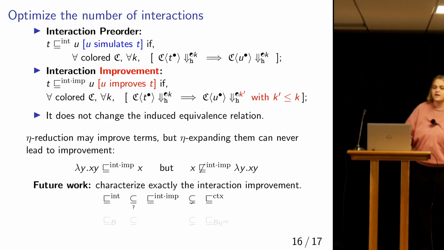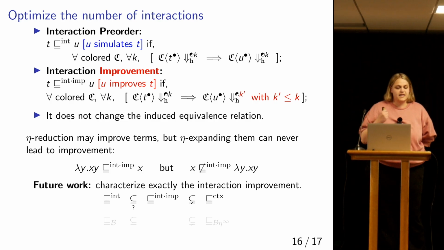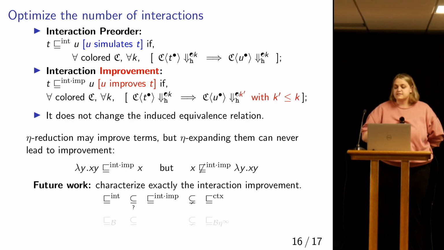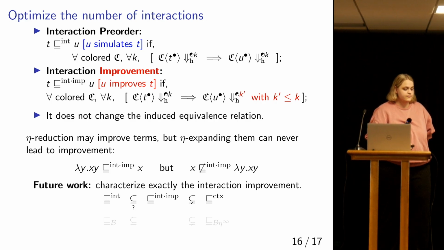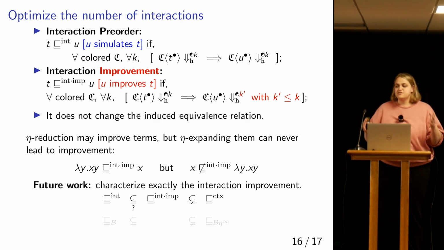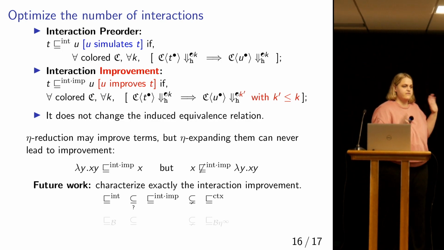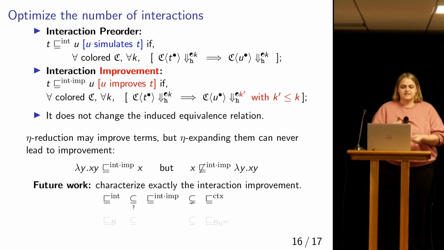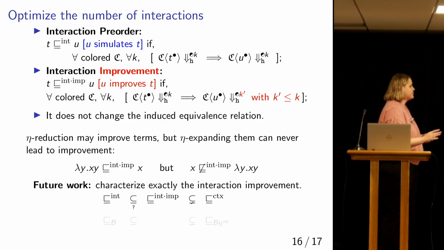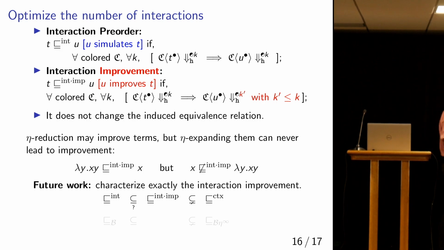We could have that T in the context C makes K interaction steps, and U makes K prime that could be less than K. So this does not change the induced equivalence relation. We still have the same notion of interaction equivalence, but this is somehow about optimizing interaction steps. And so for this, we do not have a complete result yet, but we see that eta reducing terms may improve them because we are reducing the syntax of the term. But eta expanding them for sure will never improve a term.